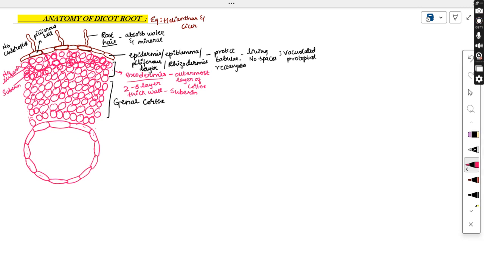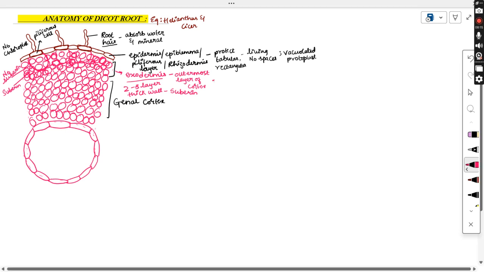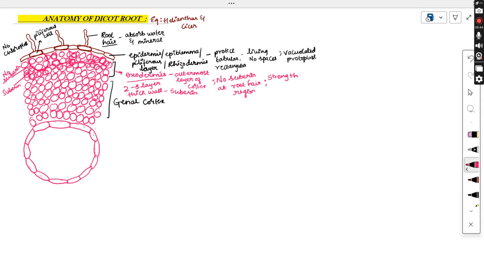So 2 to 3 layers of thick walled suberized cells are present, and you cannot find suberin at or near the root hair region, because if all the cells were suberized, water could not be absorbed. And the main function of this layer, along with the epidermis, is providing mechanical strength and support to the root.